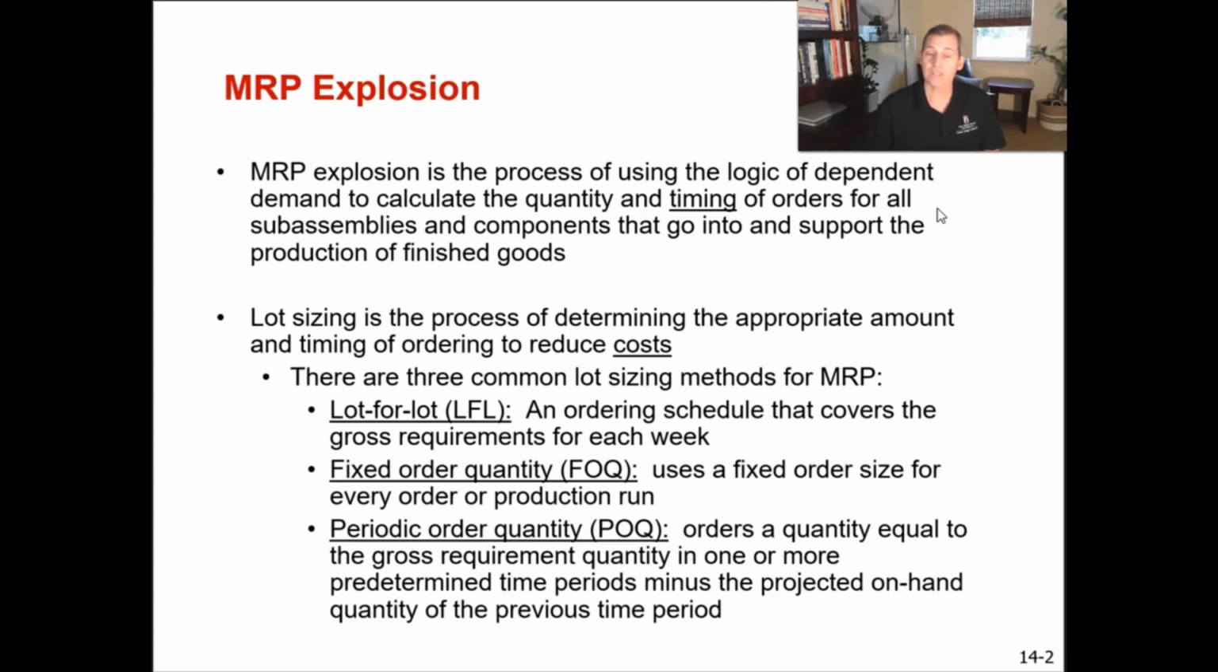Periodic order quantity isn't as frequent, but this is when you order a quantity equal to the gross requirement quantity in one or more predetermined time periods minus the projected on-hand quantity of the previous time period. So you're going to be making these orders on a periodic basis, and you're going to be adjusting the quantity that is needed every time you do that periodic order.